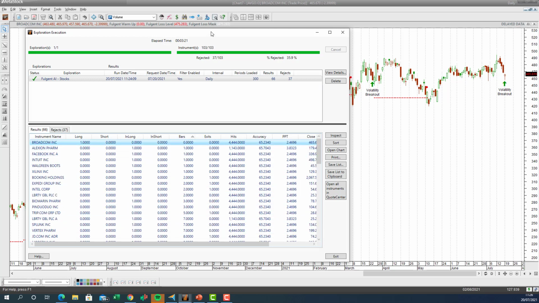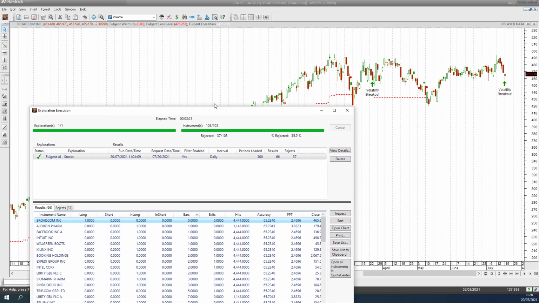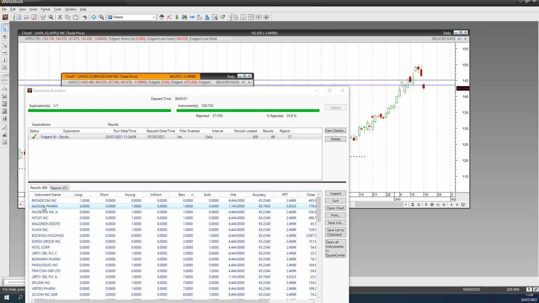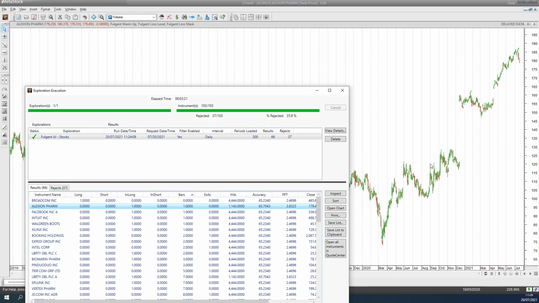Now, Broadcom has just fired a volatility breakout signal. It'll be interesting to see if we get a follow through of that move. The upside target here would be the old resistance level, so that would be the first profit target to look for in this volatility breakout. Alexion Pharmaceuticals also fired a signal.